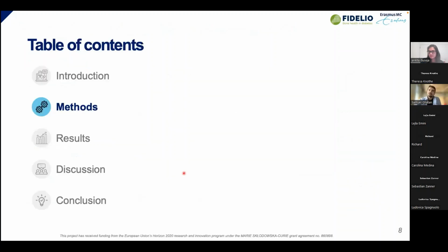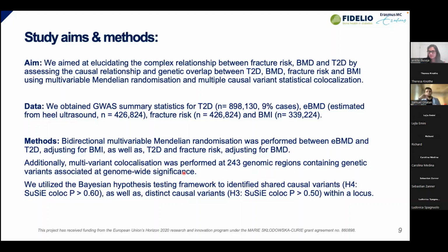So this is what we plan to do in our methods. We plan to apply these improvements to the paper and see if the results remain consistent. So we did this for bone mineral density and type 2 diabetes in both directions, controlling for the effect of body mass index. And we also looked at the effect of type 2 diabetes on fracture risk, adjusting for the effects of bone mineral density.